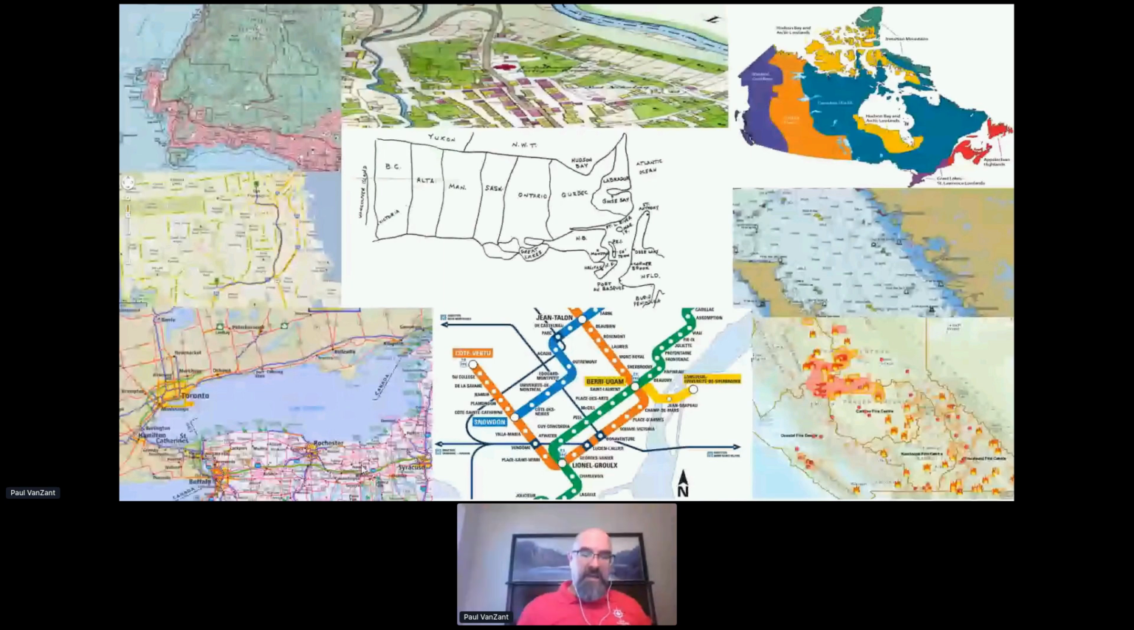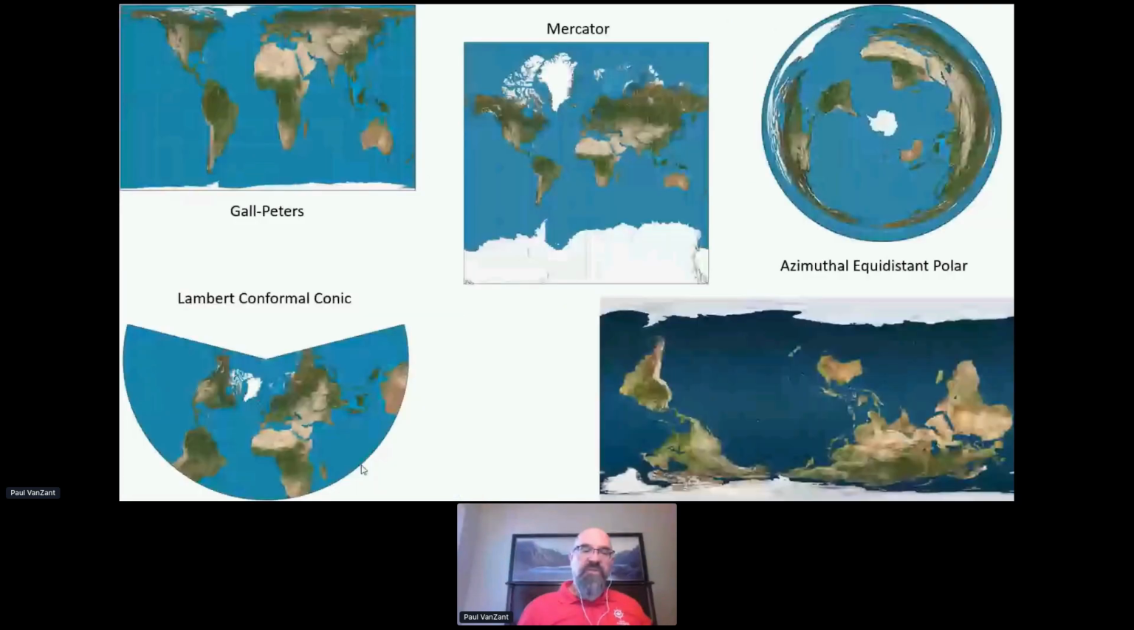That said, I think we also need to make sure we expose our students to different types of projections so that they can recognize specific patterns and understand the strengths and weaknesses of different types of maps and different types of projections as they're presented to them. One of my favorites, obviously, is the one in the bottom right-hand corner, the world according to Australia, which I think is a lot of fun.